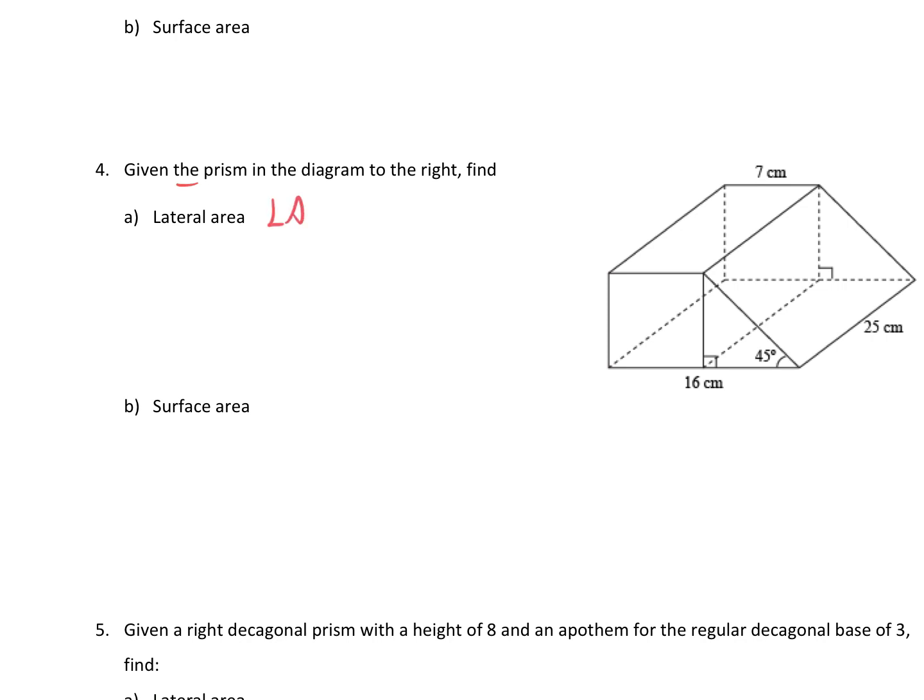Okay, so lateral area is going to be perimeter times height. And again, height is defined to be the distance between the parallel congruent faces. So we need to know the perimeter of this trapezoid. So we're going to call it trapezoidal prism. I should have written that here when I said that. It's a trapezoidal prism. Okay, so the height is 25. That's easy. But the perimeter is going to be a little bit tricky.